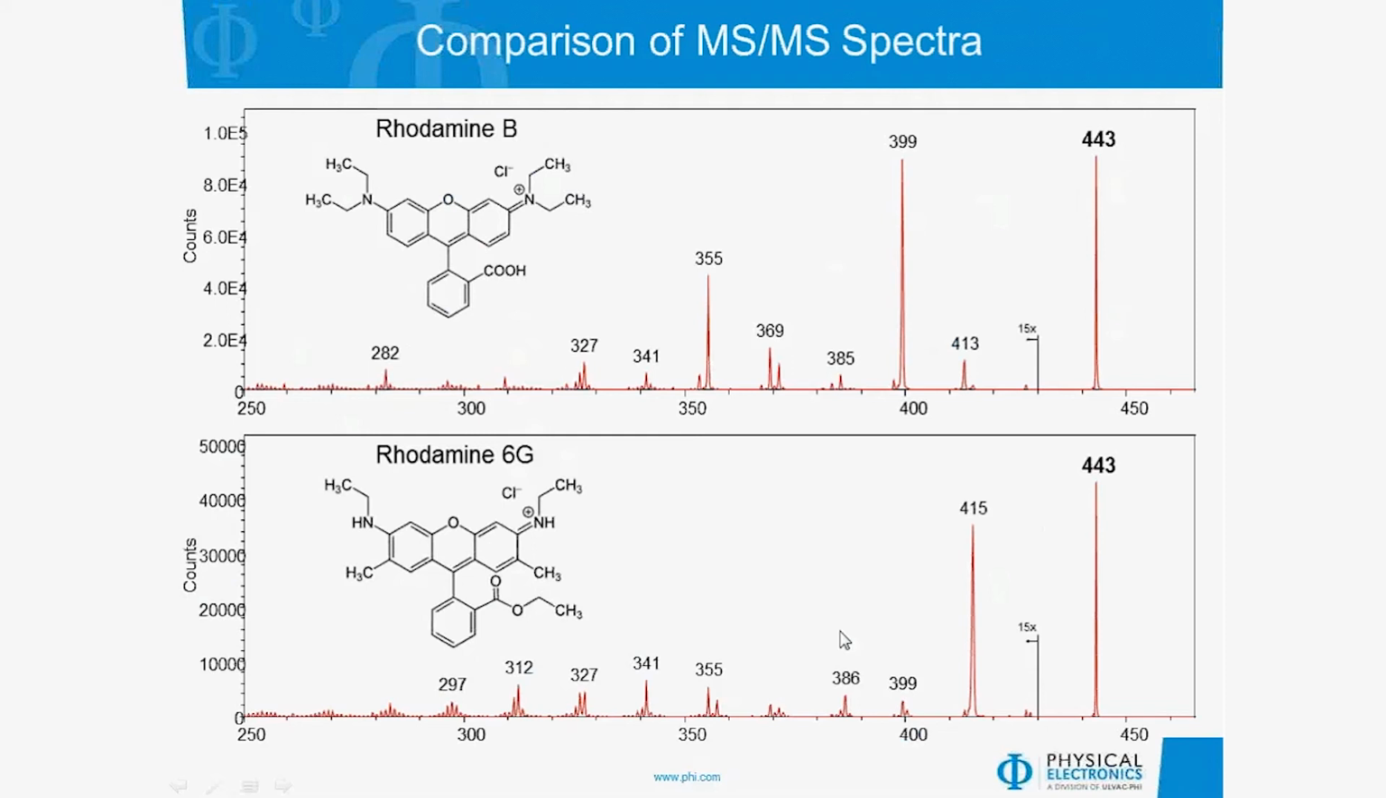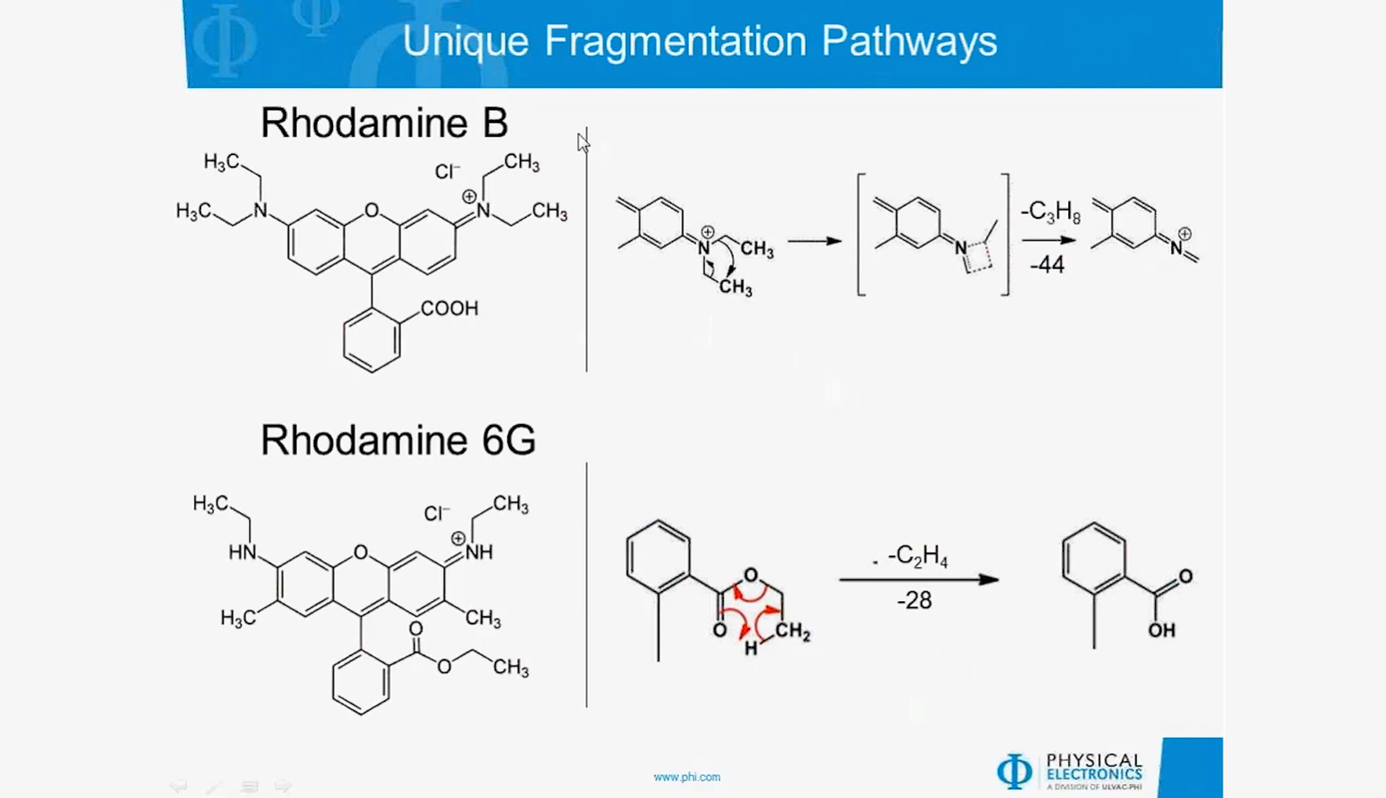So shown here is the MS spectrum of Rhodamine B and Rhodamine 6G. And as you can see, the different structure of the molecules results in different fragments. We get a big 415 for Rhodamine 6G, and that's very small in Rhodamine B. And we get a very big 399 in Rhodamine B, and that's small in Rhodamine 6G. That's easily explained based on the structure.